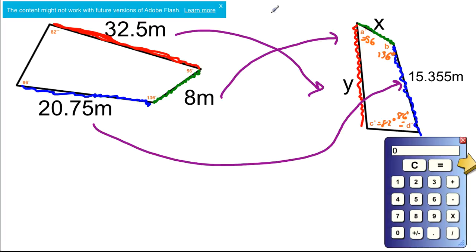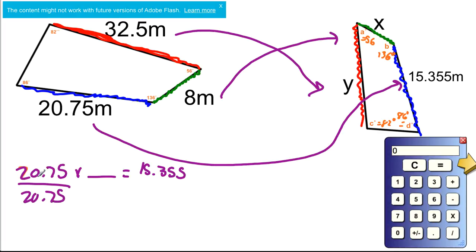Now, what I'm going to do is find my scale factor. You'll notice I have 2 different variables, but I want to find my scale factor because in fact that same scale factor can be used to find both of these variables. So I know I'm going from 20.75 meters times something, which gives me 15.355. So using my calculator, I'm going to divide both sides by 20.75.